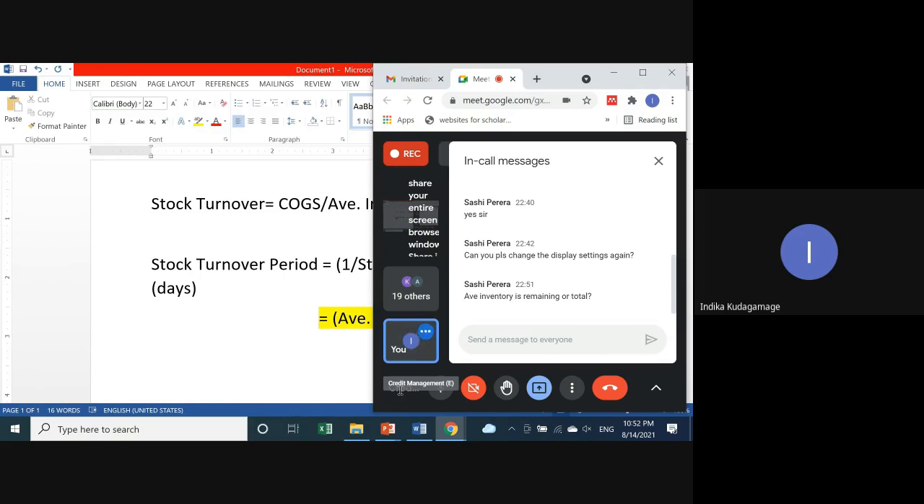Sashini, why can't you see the Word document? Sashi, you have a question. Can you please change the display setting again? Can't you see? Someone please tell me, can't you see the Word document properly?